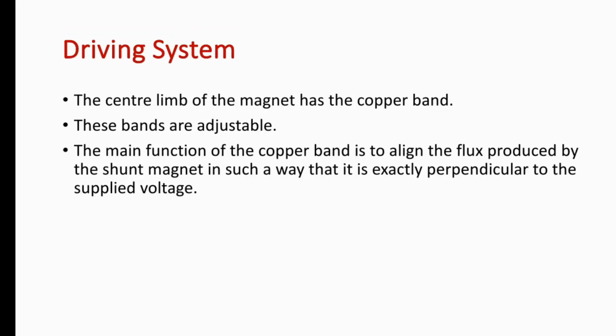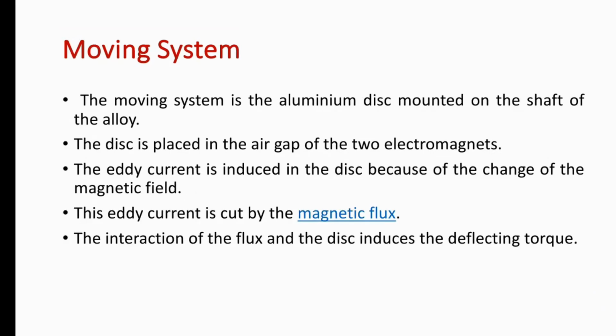In the driving system, the central limb of the magnet has a copper band. These bands are adjustable. The main function of the copper band is to align the flux produced by the shunt magnet in such a way that it is exactly perpendicular to your supply voltage. Then the moving system. In between your upper magnet and lower magnet, we have the aluminum disc in the center portion of the coil. That aluminum disc is the rotating or moving system.